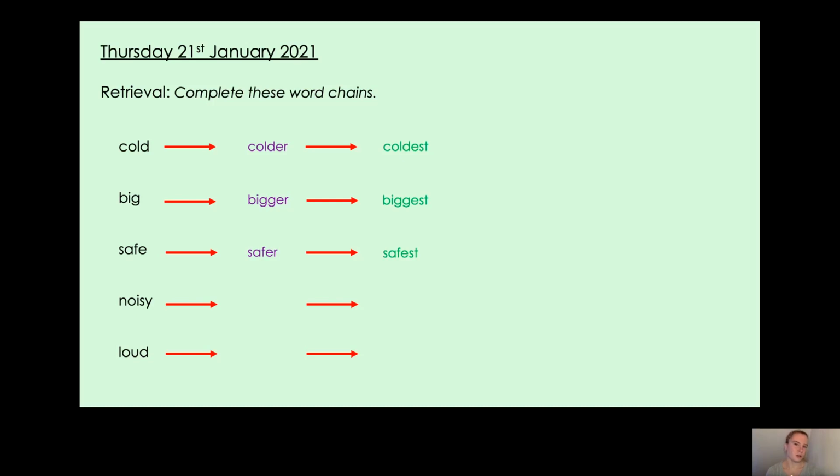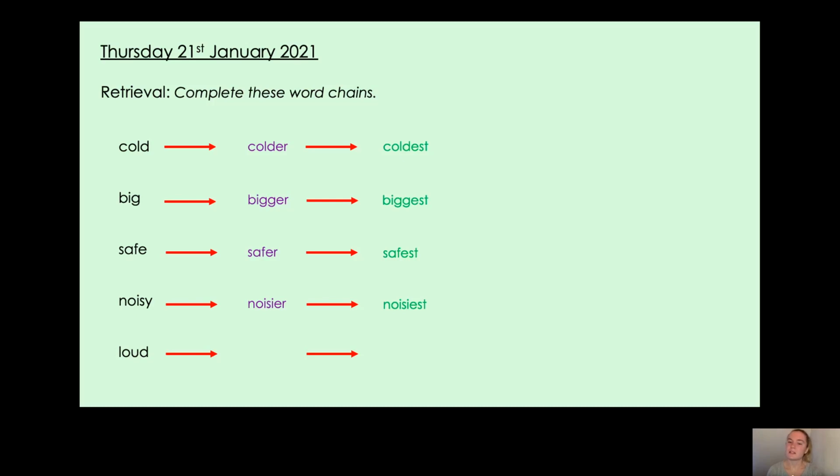So noisy, what do you notice about this adjective? Yes, that's right, it ends in a Y. So what do we need to do if an adjective ends in a Y? Yes, we need to change it to an I before adding the suffix. So noisy will change to noisier as a comparative adjective, and then as a superlative adjective, it will be noisiest. Fantastic.